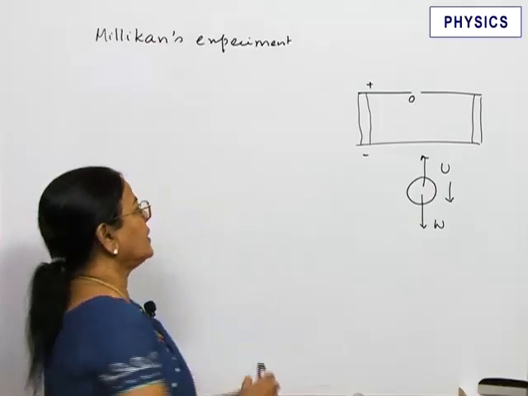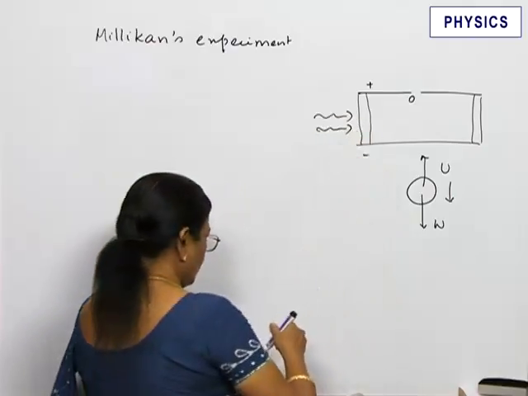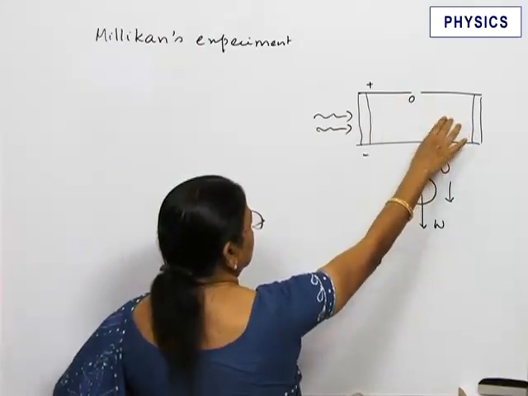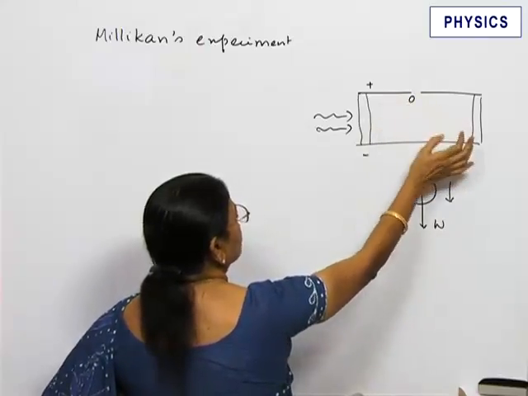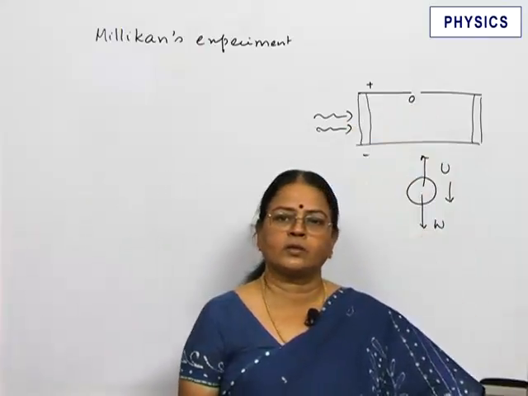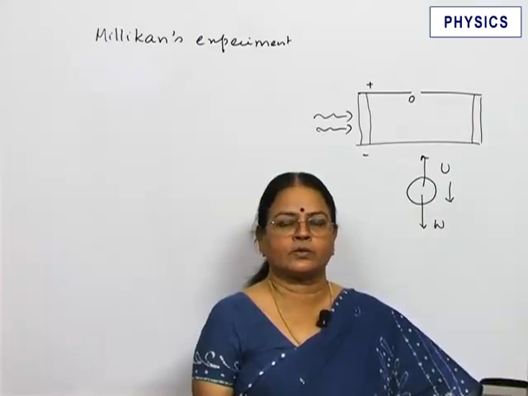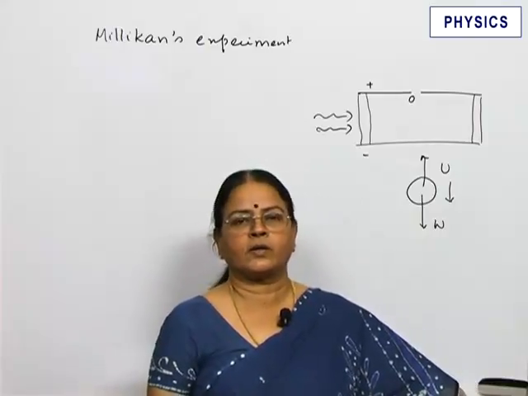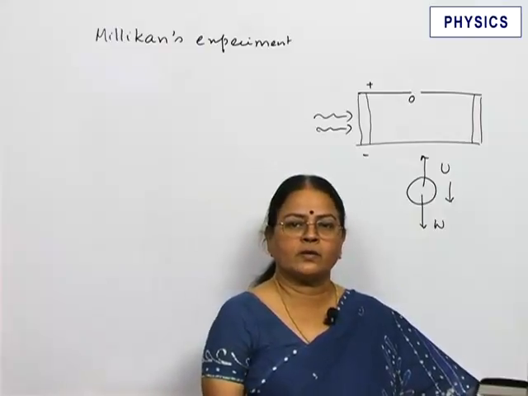Then we send powerful X-rays into this region. The gas or air here gets ionized. That means some electrons are removed from the neutral molecules of the gas. The oil drops may pick up a few electrons. It may pick up 2 electrons, 5 electrons, 10 electrons, any number, and it becomes a charged oil drop.